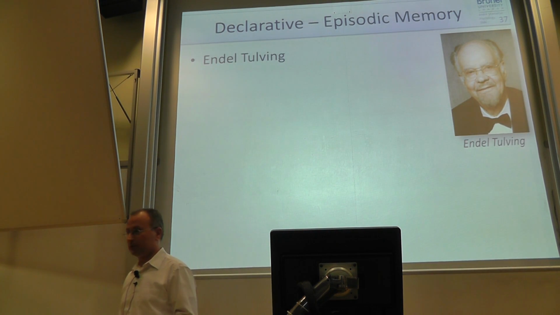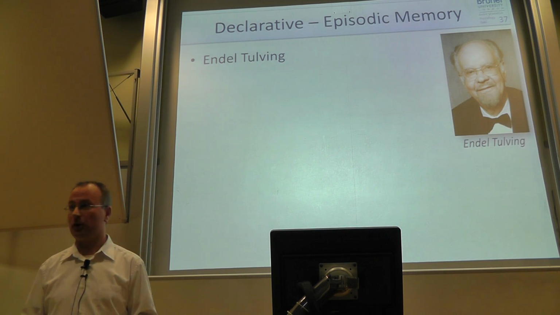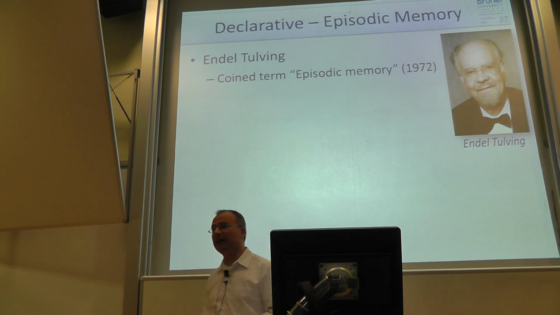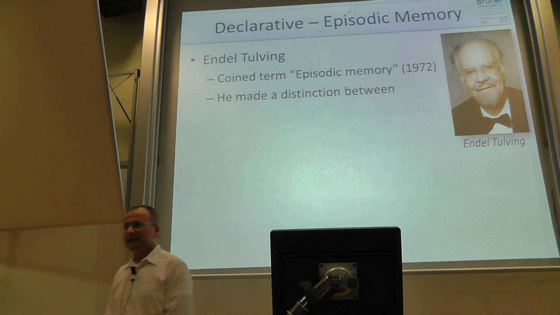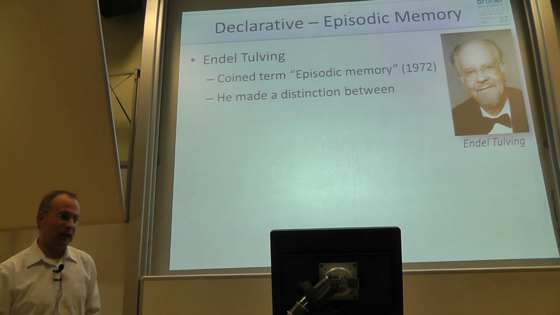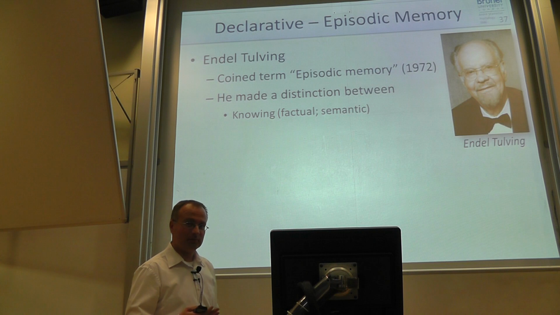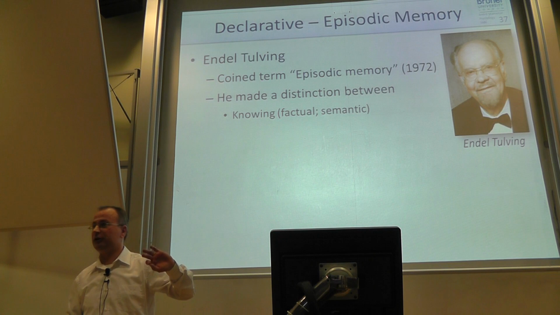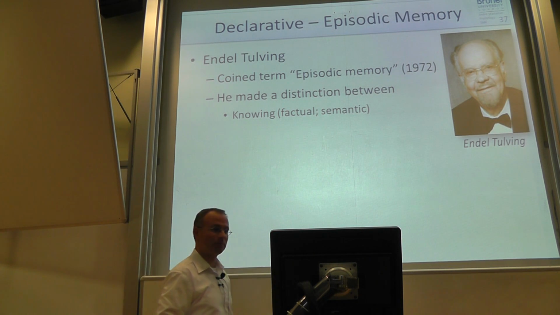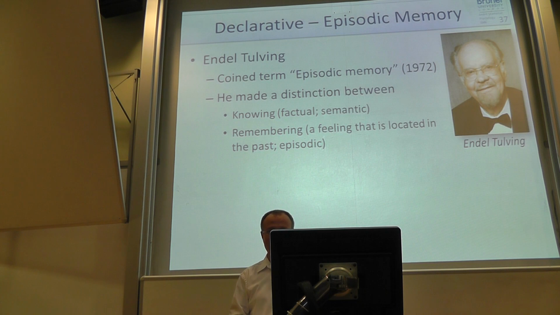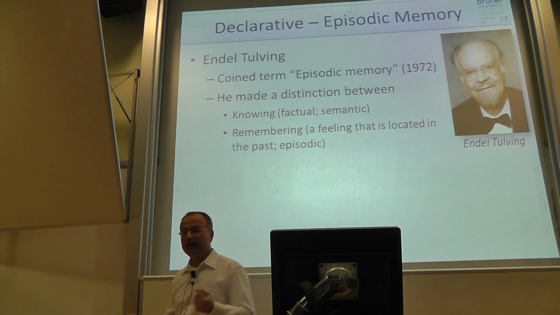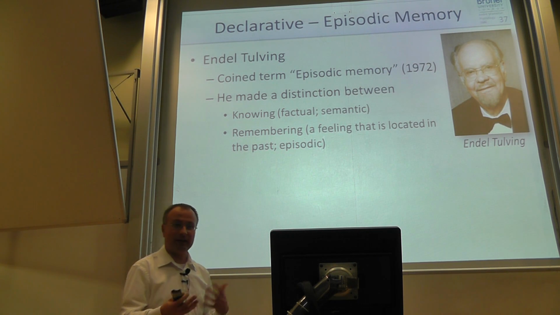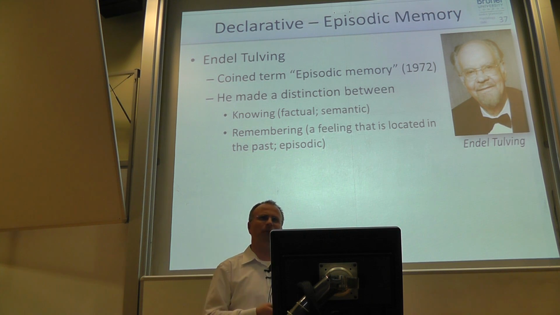Now, Endel Tulving is probably the person to mention in the context of episodic memory, because he basically coined the term in the early 1970s. And he made a distinction between knowing, where we say, oh yeah, I know that, which is factual and in the terminology we have been using so far, semantic, and remembering, where he said it's a feeling that is located in the past. It's episodic memory according to the terminology. That's the difference. We know something, or we remember that.